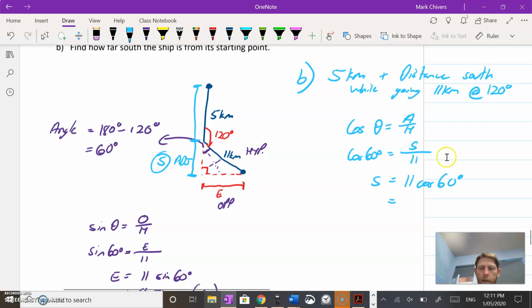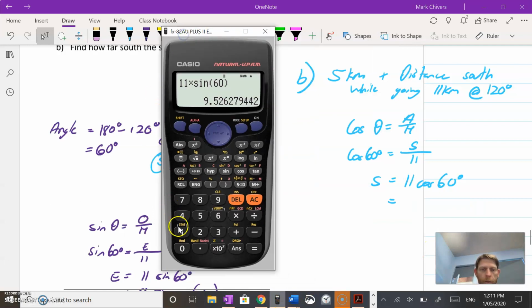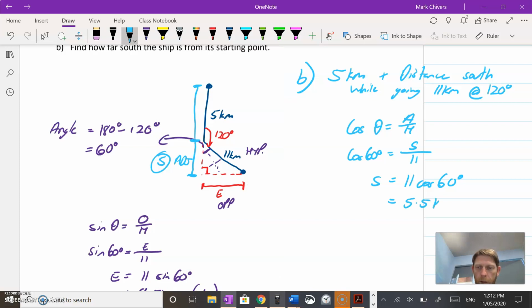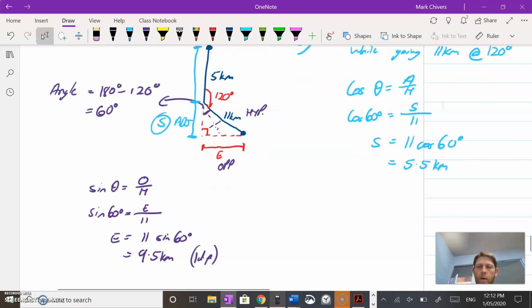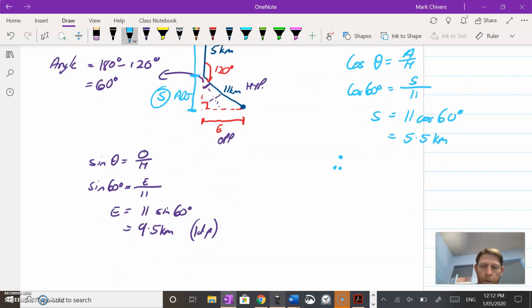And so we put that into our calculator, close our brackets, and we end up with 5.5 kilometres. So we can say therefore the distance south equals 5 kilometres plus 5.5 kilometres, because remember we did 5 kilometres south at the start, so that's going to give us 10.5 kilometres. And that's how that one's done.